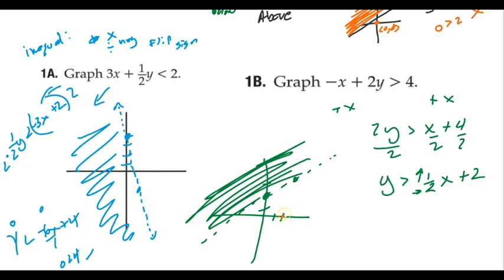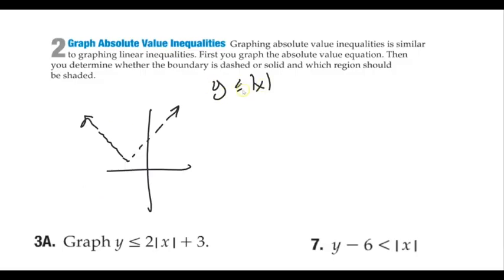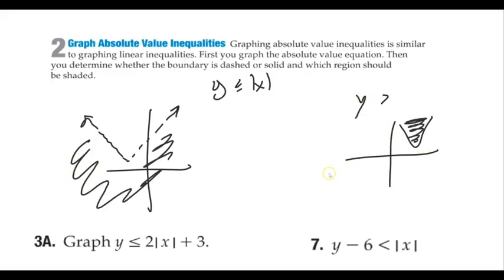Let's pick 2, 0 to check it out. Plug in 2. In this case, I get 0 is greater than 3, which does not work, which is why I shaded the opposite side. Graphing absolute value inequalities, nothing changes, same idea. If it's in proper notation, less than is shade below, and greater than is shade above. If you're not sure, you can always do a test point.